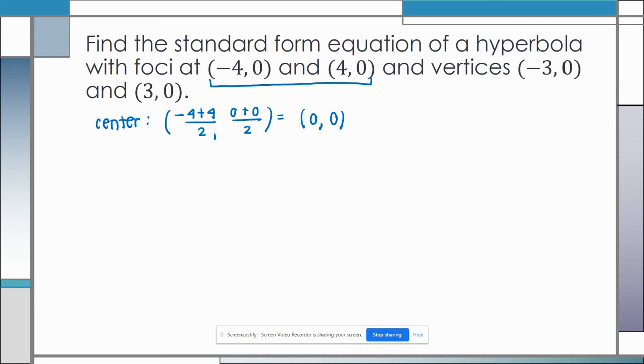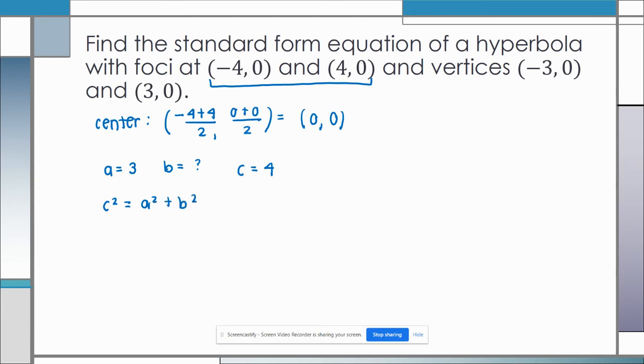And so because we always want our... if they're telling us that our foci is negative 4, 0, 4, 0, remember foci deals with our c value. So hopefully we're okay with noticing from the center, we're moving 4 to the left and to the right. And so that would be our c. I know that my vertices are going to be dealing with the a value. So from the center, notice if my vertices are negative 3, 0, and 3, 0, I'm moving left and right 3.